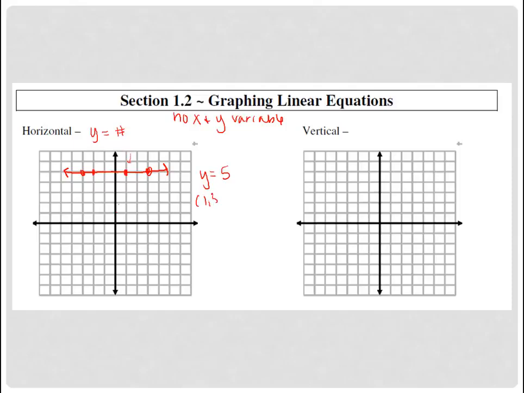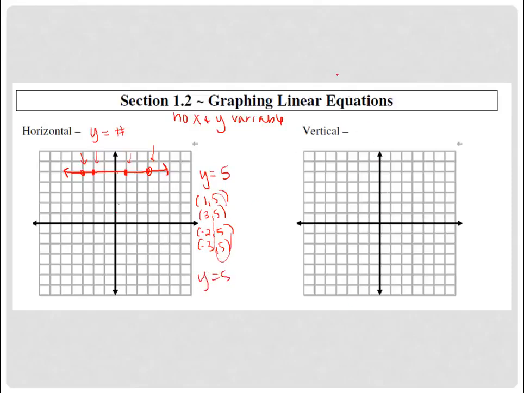So that's 1, 5. This one here is 3, 5. Back here is negative 2, 5. And then right next to it is going to be negative 3, 5. So if you notice all these coordinates, they all share the same y value, and that y is 5.